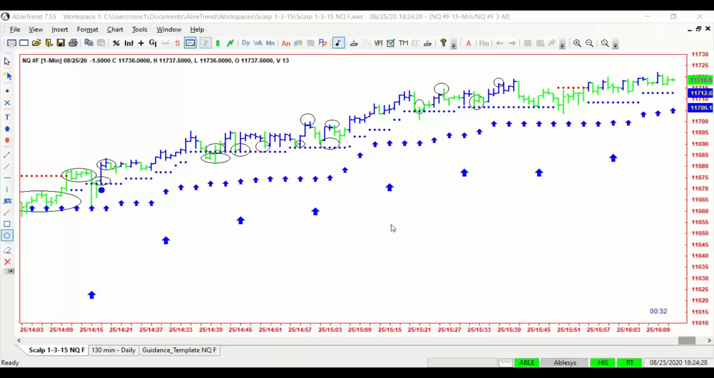Just keep banging away at $100 every time. Just keep banging away. 5 points in NQ is $100. 20 winners today. That's a good day.